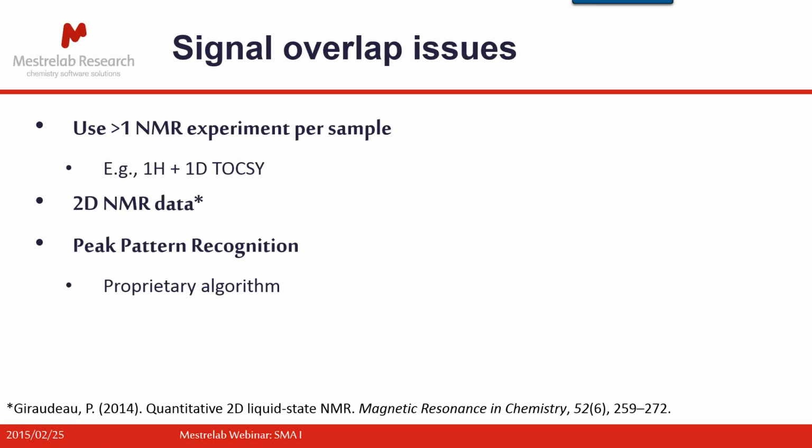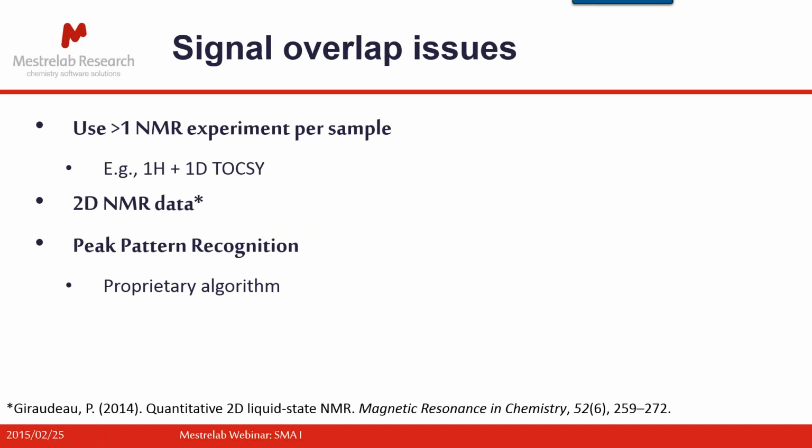And there are a number of ways in which to extend the standard analysis. If you think of that as the standard 1D proton spectrum, that's what most people will acquire as default. There are many other things that you can do to make this still possible in cases where you do have extensive overlap. The first of these is to use more than one experiment per sample. One thing that's possible with SMA, which is quite unique, is the capability to deal with more than one experiment in a single quantification experiment.